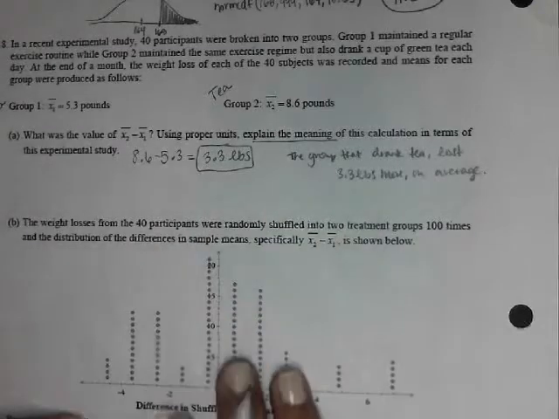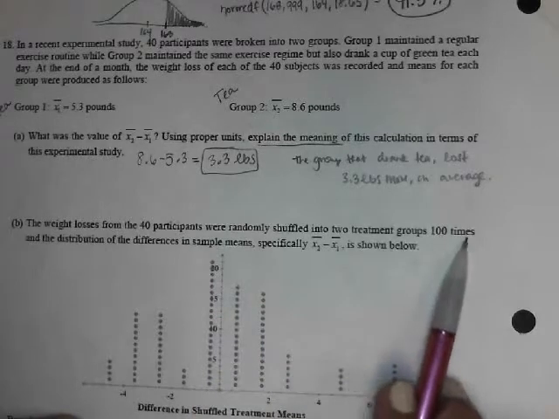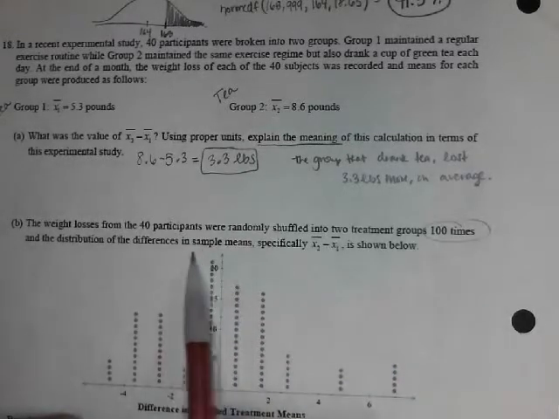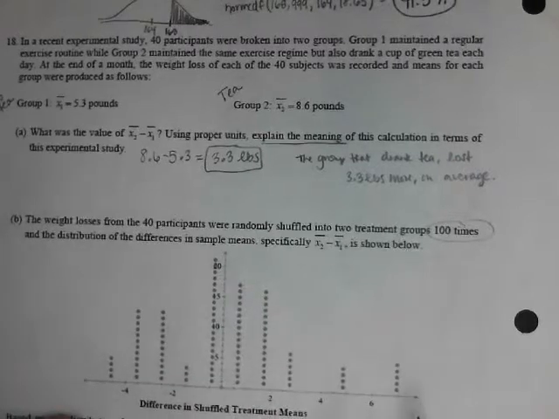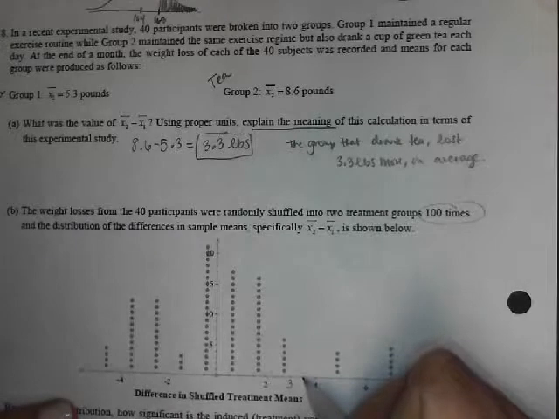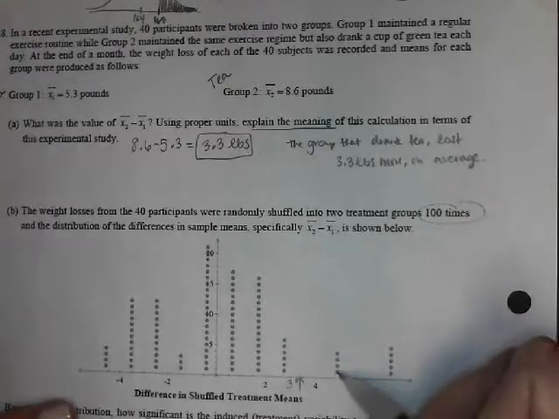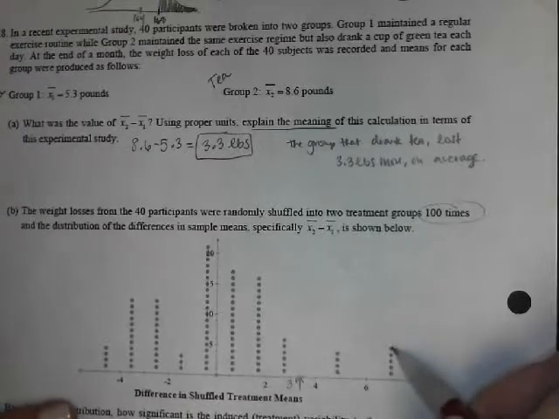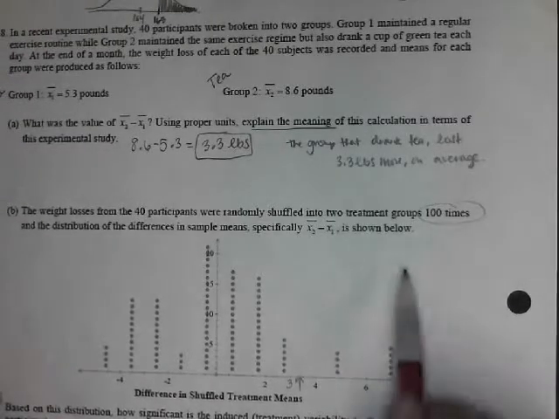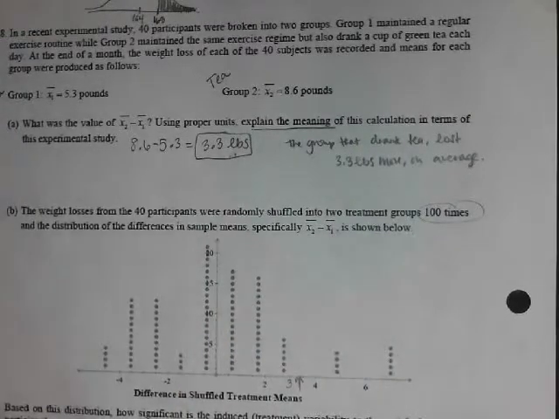Now we're going to do a simulation. Weight losses from the 40 participants were randomly shuffled into two treatment groups, 100 simulations. The distribution of the differences in sample means is shown. So our 3.3, here's 3, here's 3.5. So our 3.3 is here. So by coincidence, when these were all shuffled randomly, 1, 2, 3, 4, 5, 6, 7, 8, 9, 9 out of 100 times we got something this high or higher by coincidence, meaning based on the way that these people were randomly grouped.